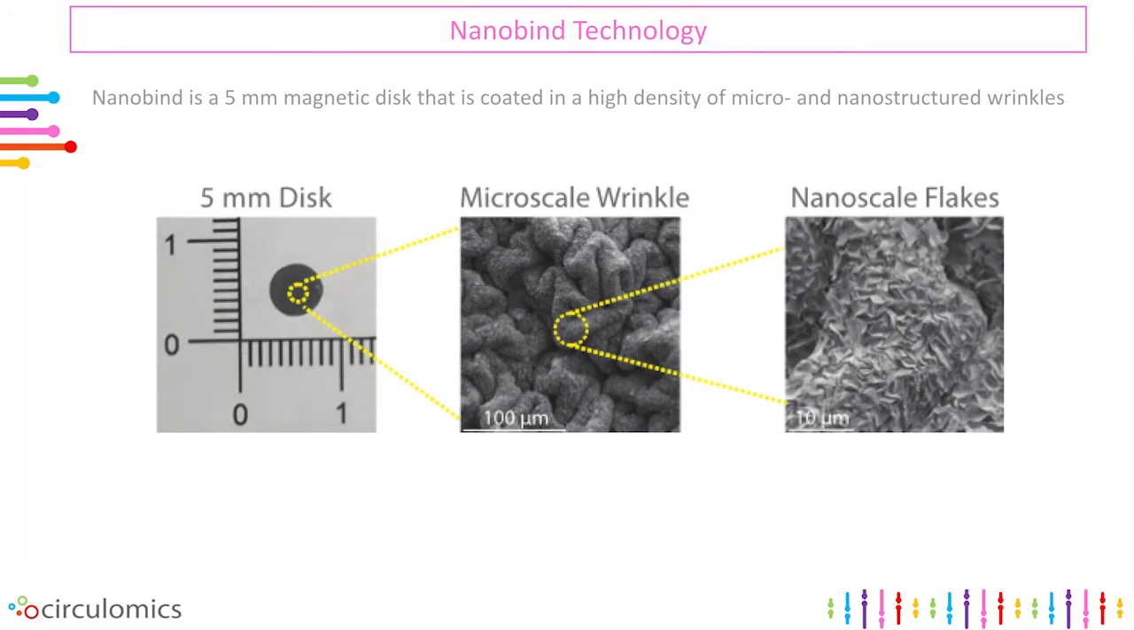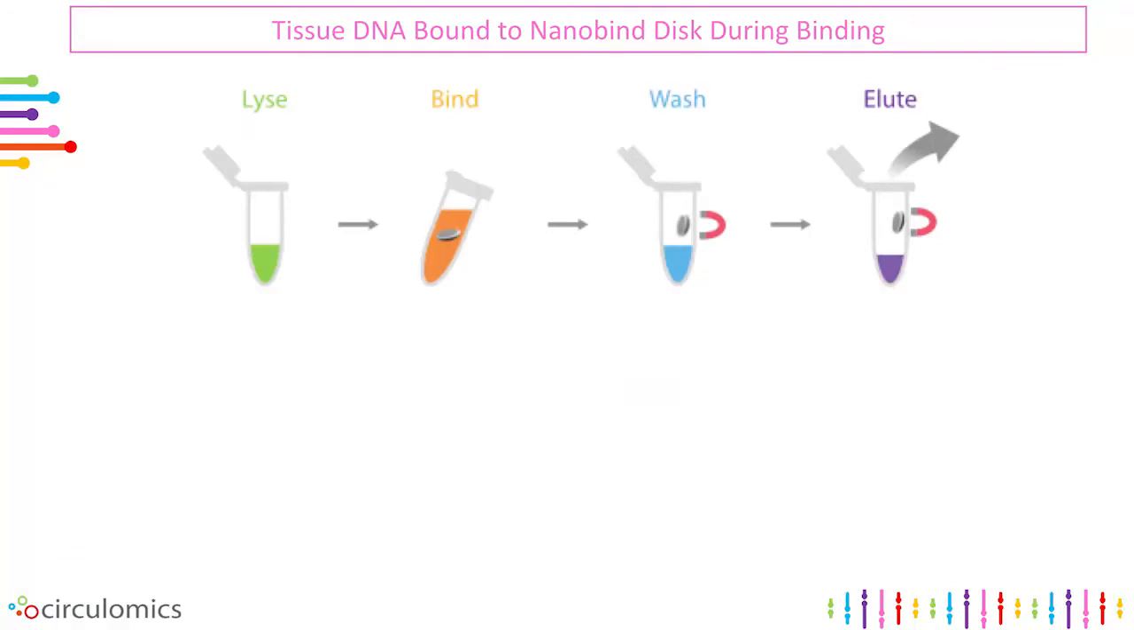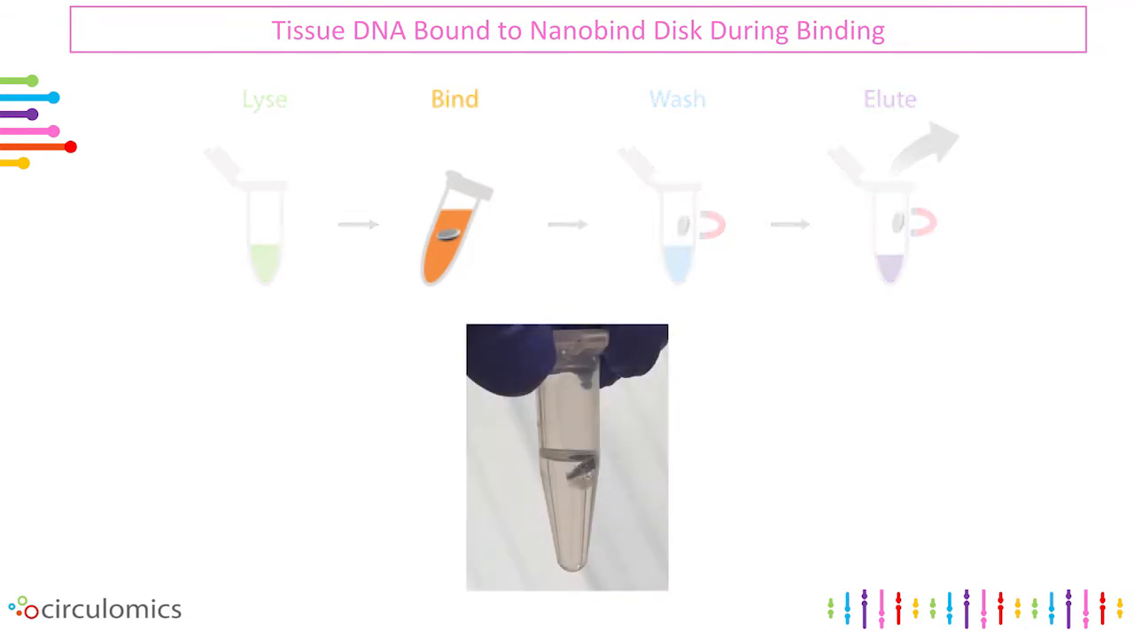These flakes contribute to an extremely high surface area, giving Nanobind an extraordinarily large DNA binding capacity. In fact, in many extractions, at the binding step, you can actually see the DNA bound to the disc, which I always find cool, even now. As I mentioned earlier, the nature of DNA binding to Nanobind facilitates washing, which you can see is possible due to the loose conformation of the DNA when attached to the disc.